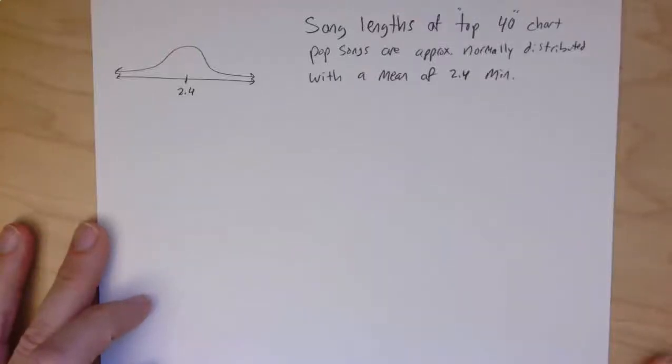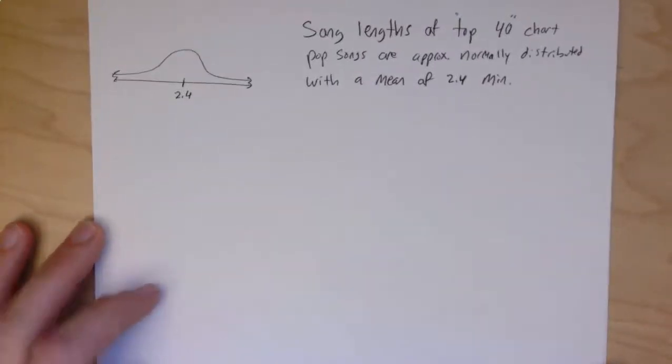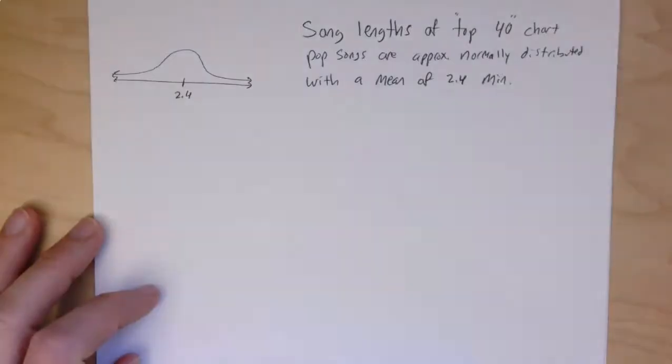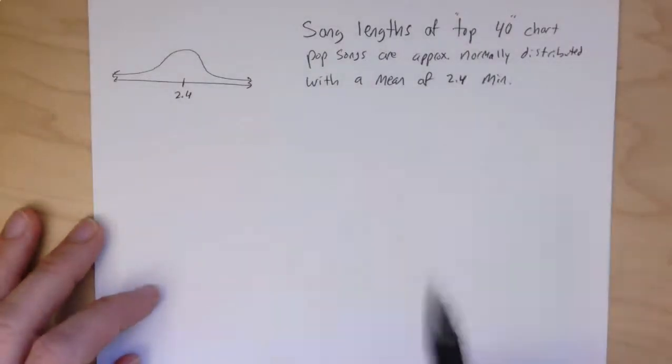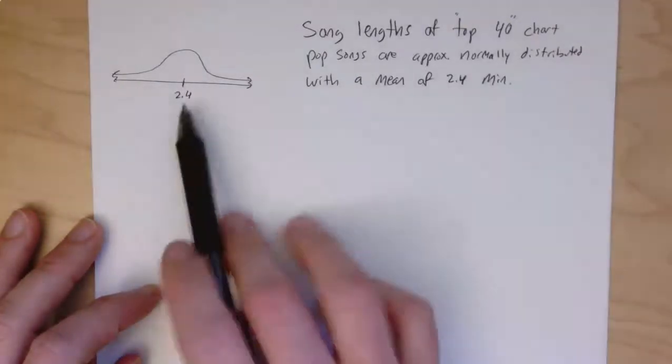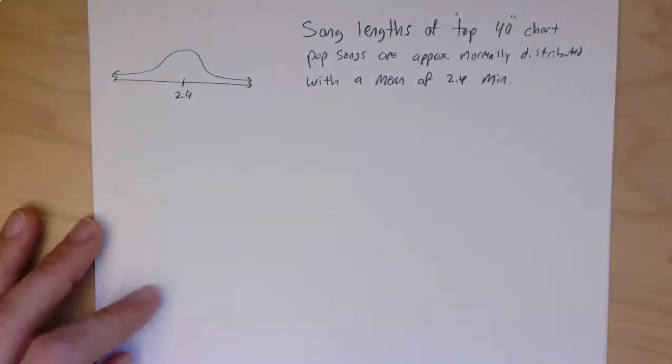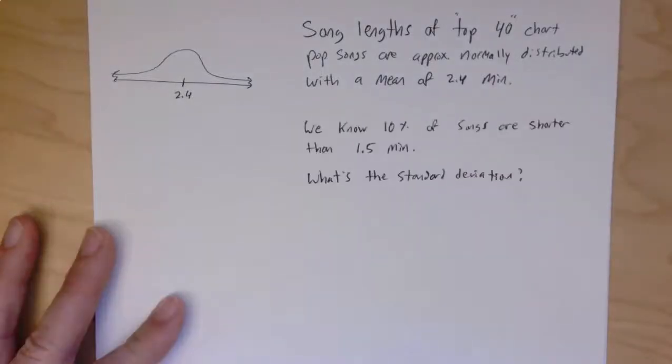Okay, let's do a slightly more difficult problem than the basic kinds we just did before. So let's keep the same setting. We've got the song lengths of pop songs in the top 40s charts, and we're assuming they're approximately normally distributed with a mean of 2.4 minutes. So something like this.